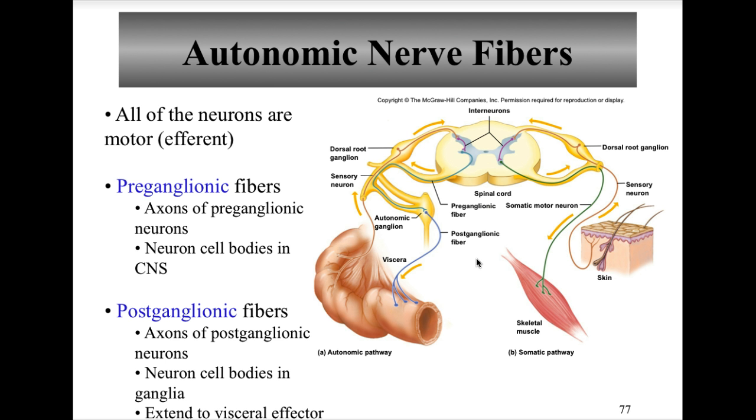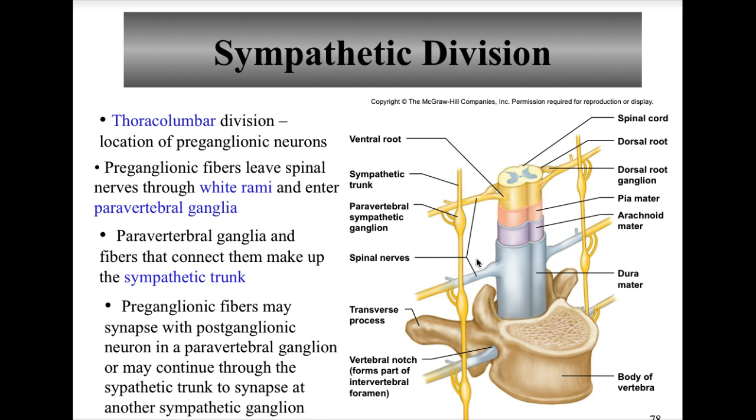The general pathway is quite complex, but just know that the preganglionic neuron from the spinal cord goes out through the white ramus communicans to enter an adjoining paravertebral chain ganglion, forming part of the sympathetic trunk. So you have the preganglionic fibers and the postganglionic fibers. Here you can see a little bit more detail in this, forming the part of the sympathetic trunk or chain.